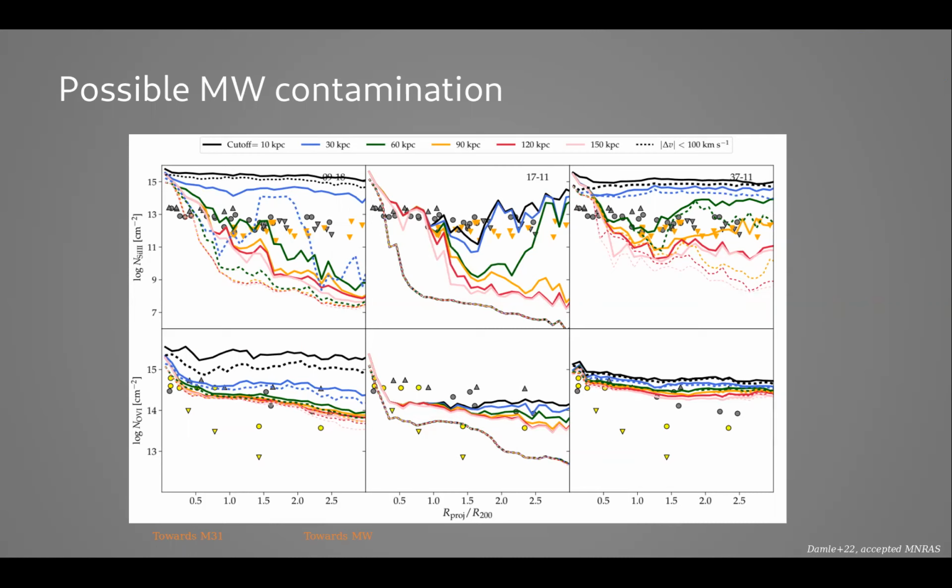That said, Milky Way contamination cannot be the only reason why simulations in general underproduce Si III and O VI at large radii. There could be other reasons as well.